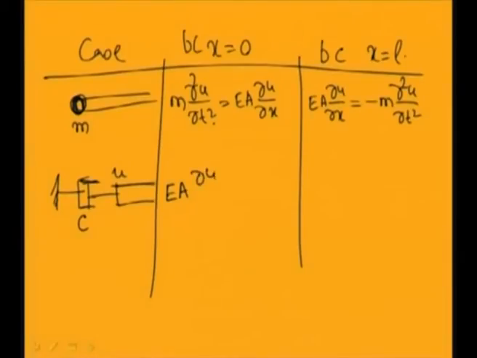So, I can write at x equal to L, E A del u by del x will be equal to C u dot. Similarly, at the right end, E A del u by del x will be equal to minus C u dot. So, these are the boundary conditions in the case of a longitudinal vibration of a rod. Similarly, we can write the boundary conditions for the torsional vibration of a rod.